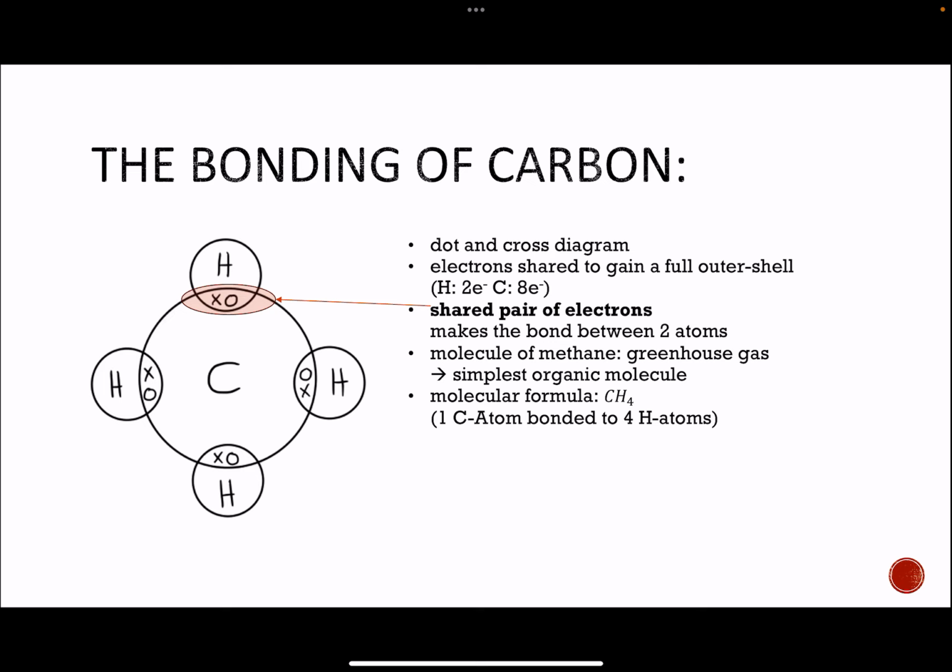And the term shared pair of electrons is something to remember. A shared pair of electrons is actually what makes the bond in between 2 atoms. So sometimes one might think, well, what is actually a bond? A bond is something weird, something abstract. Maybe it's a stick between 2 atoms which makes them hold together. But in fact, a chemical bond is nothing else than a shared pair of electrons.